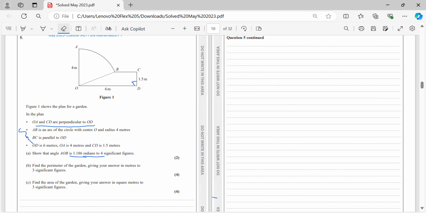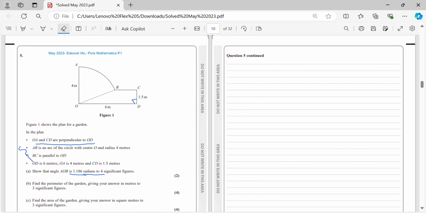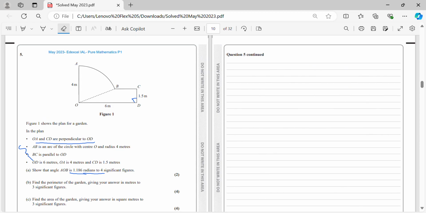In this video, I will be solving question number 5 from paper May 2023 Edexcel IAL Pure Mathematics B1. We'll go through the problems step by step, ensuring you understand the concept and techniques needed to tackle similar questions. Question number 5: Figure 1 shows the plan for a garden.